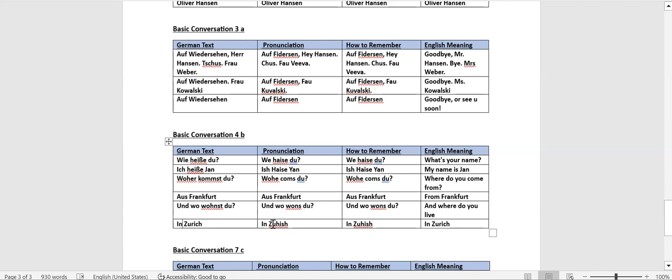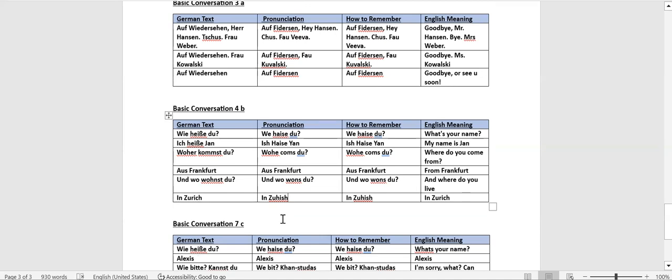See here, in Zurich. So this is Zurich, but in German, it's pronounced as Zürich. In Zürich. So you will see there is no mistake. It's not a mistake if you say Zurich in English. Germans usually have a way of pronouncing English words in a slightly different fashion, so don't worry about it. You will eventually get there with practice.